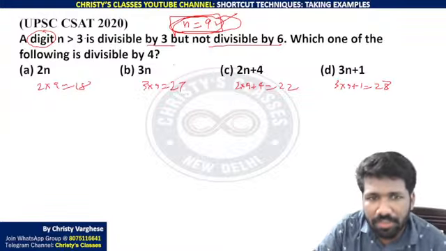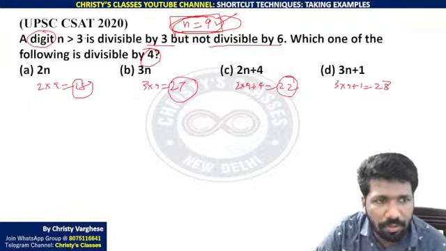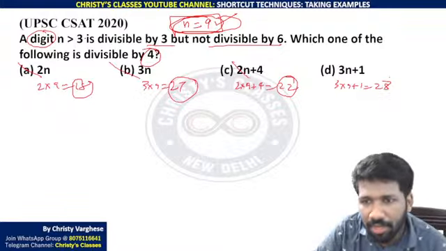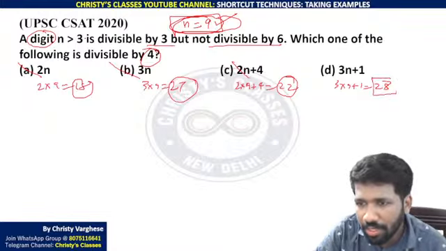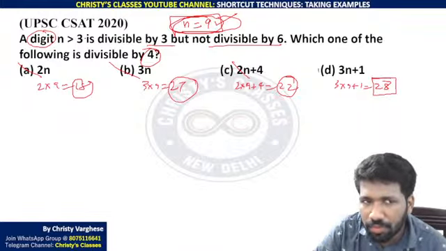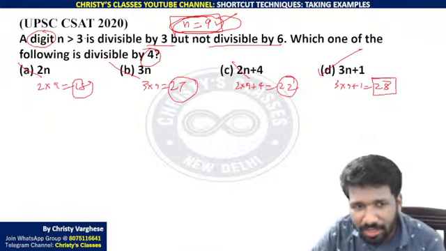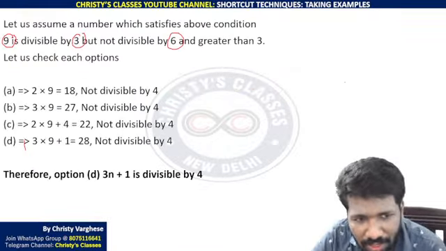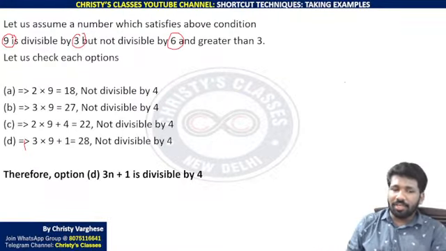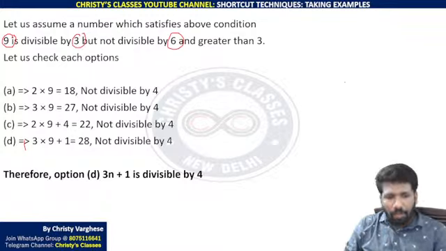Which of these numbers are divisible by 4? 18 is not divisible, 27 is not divisible, 22 is not divisible. So these three options are eliminated. Divisible means no remainder at all. So 28 is exactly divisible by 4. So option D is the correct answer. Here we used a combination of elimination and taking example method. So that way also you can do.